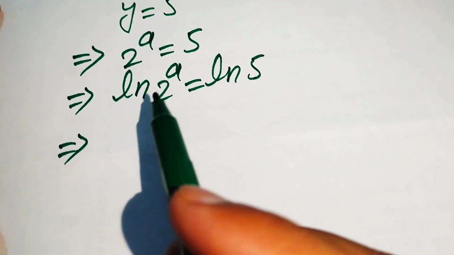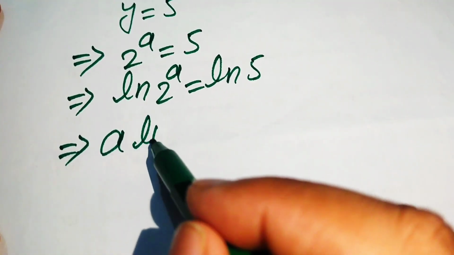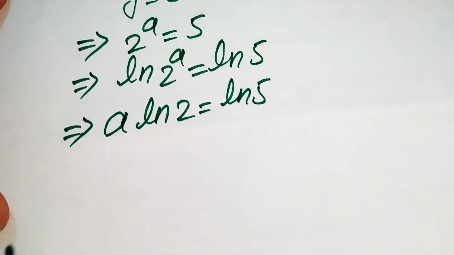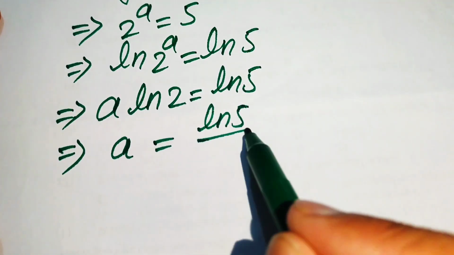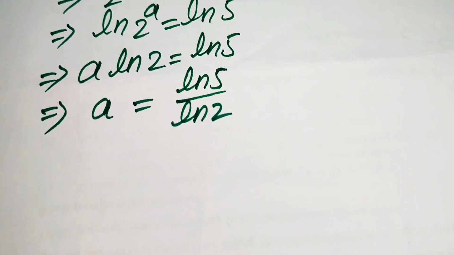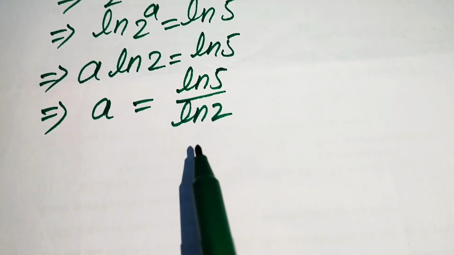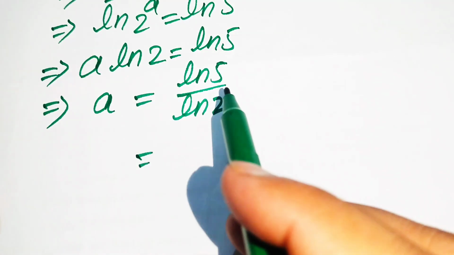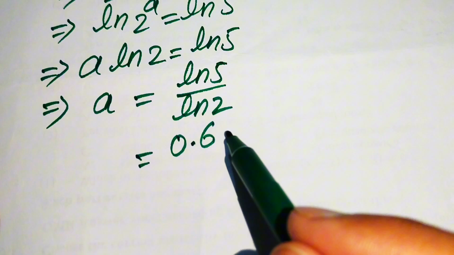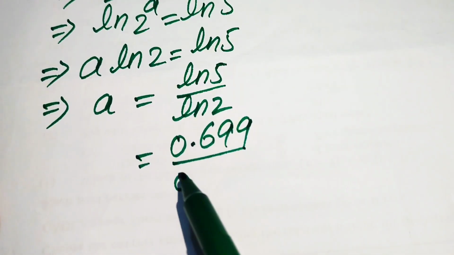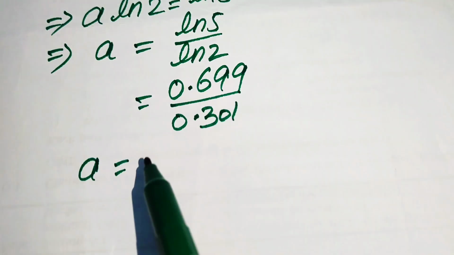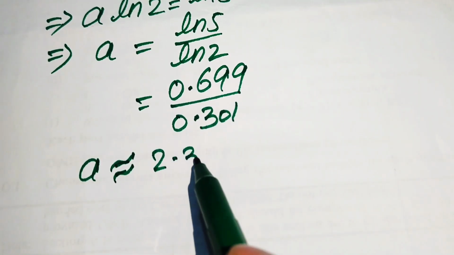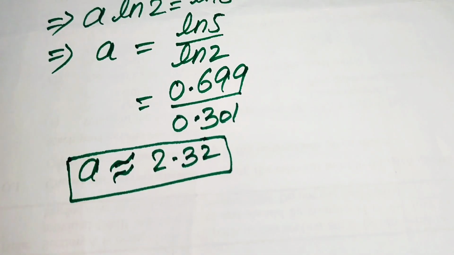Here we use the nice property of log, and we move this exponent in front of the log, and it will be written as a times log 2 equals log 5. Because we want to find the value of a, we move this log 2 to the right hand side, and it will be written as log of 5 divided by log of 2. Here we use the calculator, or we just use the logarithmic table in order to find the value of this expression. We know that the value of log 5 is 0.699, and the value of log 2 is 0.301. When we divide these two values, we easily get the approximate value of a as 2.32. So this is the final real value for the given question.